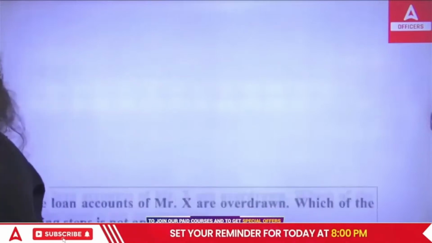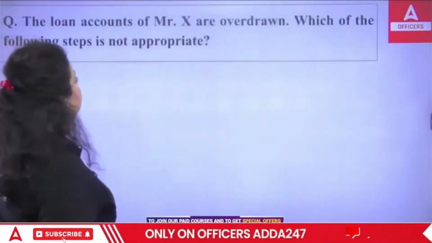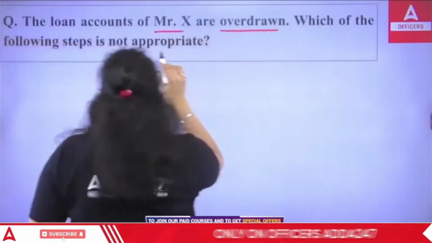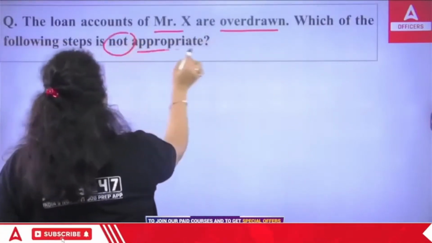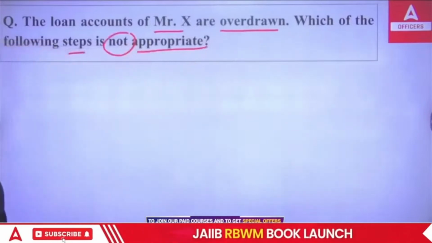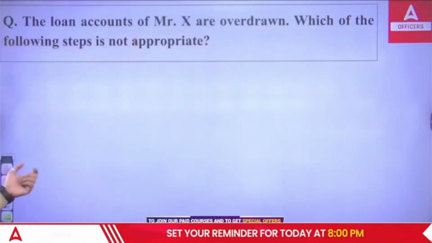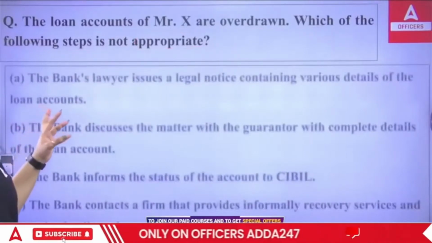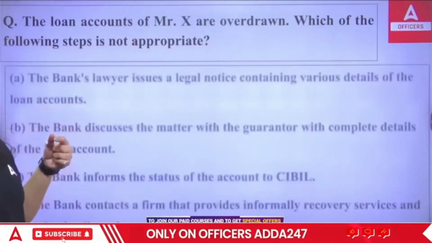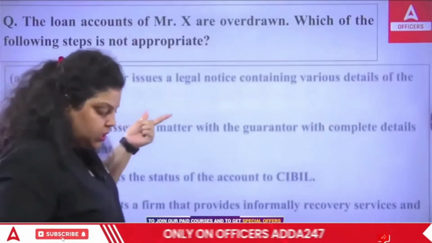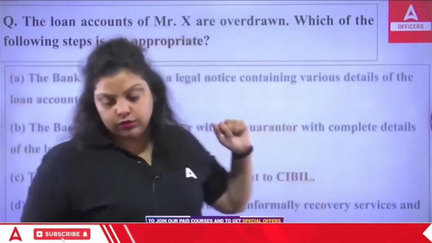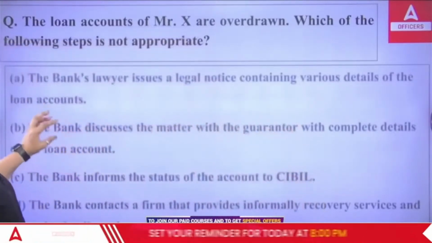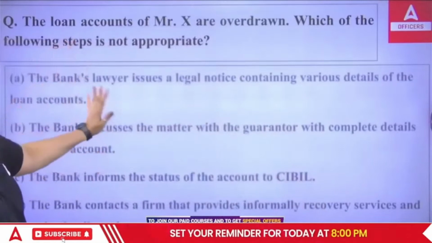Now, next question we have, the loan account of Mr. X is overdrawn. Which of the following steps is not appropriate to be taken? So Mr. X has an account in a bank, and that account has been overdrawn. Like as per the limit, you have overdrawn the amount of money from Mr. X's account. So which of the following cannot be the appropriate step?